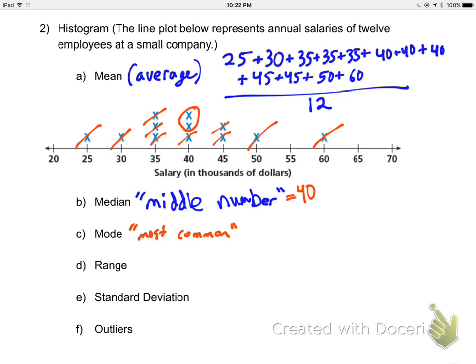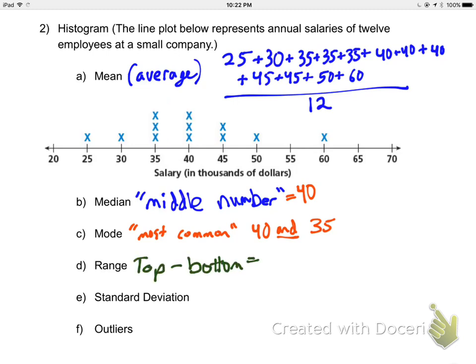The mode is the most common number. It has the highest frequency, so that here is 40 and 35 because they both show up 3 times. So that's mode. Let me clear that out. You see those show up 3 times there and there. The range is the highest number subtracting the lowest number, the top minus the bottom. And here this would be 60 minus 25, which gives us a range of 35.